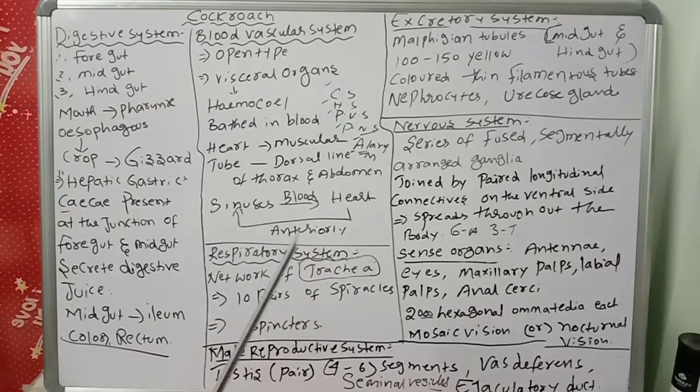What do you call the vision name? Mosaic vision, also called nocturnal. Nocturnal means they can see very well at night time, very perfectly. That's why it is called nocturnal vision. So like this, there are different types of systems.